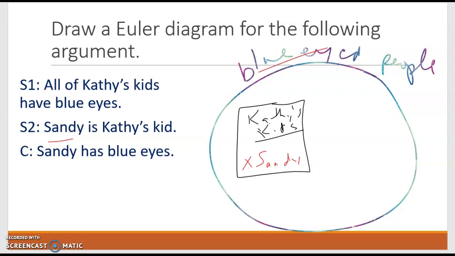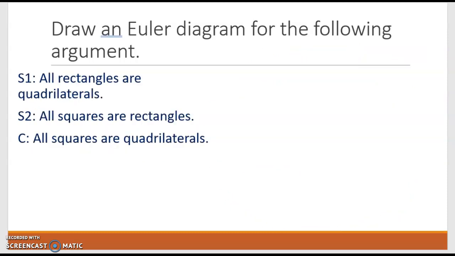All right, let's do another one. Let's draw a Euler diagram for the following argument. Statement 1, all rectangles are quadrilaterals. That's true, quadrilaterals are four-sided figures. Statement 2, all squares are rectangles. That is true, that is true. And so then the conclusion is all squares are quadrilaterals. Okay, so again, let's draw the figures.